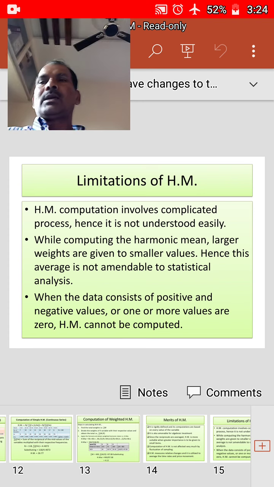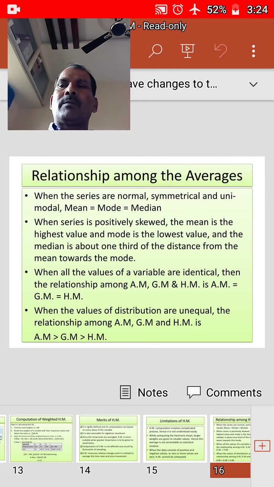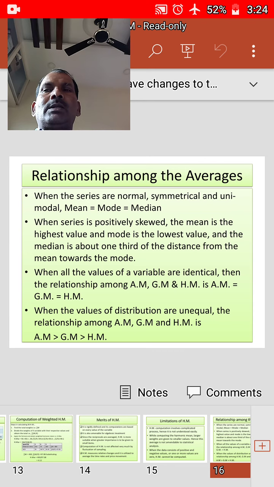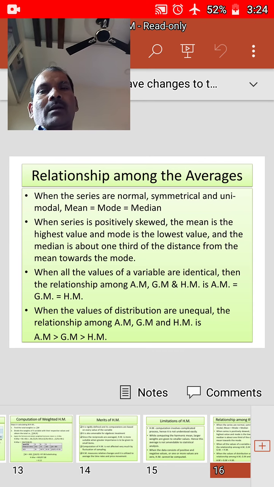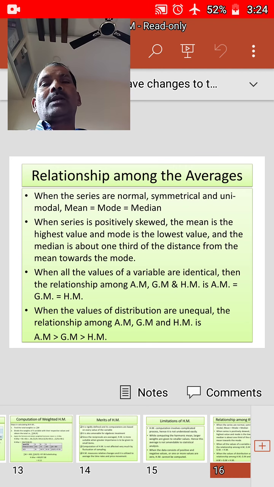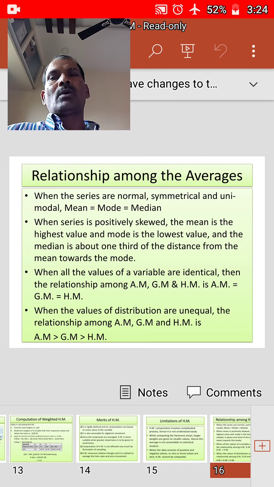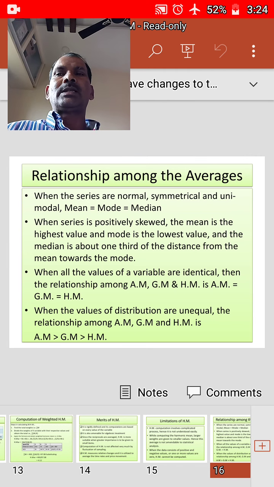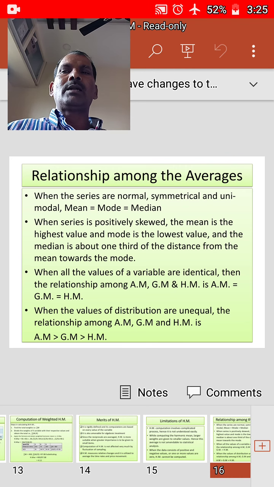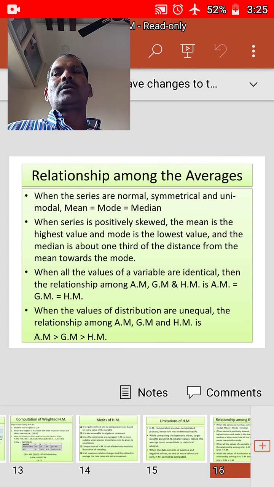data. Next, relationship among the averages. We have different averages, that is, as we know, mean, median, mode. When the series is normal and symmetrical and unimodal, that means only one mode exists in the given data, then mean is equal to mode, mode is equal to median. Second one, when the series is positively skewed, the mean is the highest value and the mode is the lowest value, and the median is about one third of the distance from the mean towards the mode.